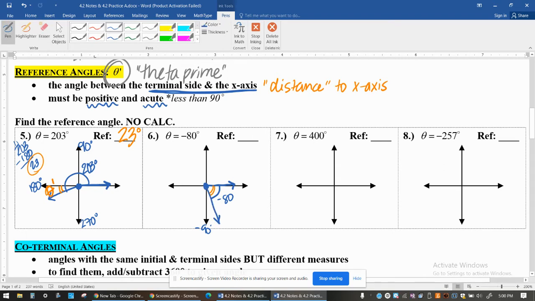Okay, so your reference angle can only be positive, and it has to be less than 90, between 0 and 90, okay? So reference angles can only be positive from the terminal side to the x-axis, that is 80 degrees. Okay, so think about it. It's from the terminal side to the x-axis, right? That distance is essentially 80 degrees. Drop the negative because reference angles are not negative.